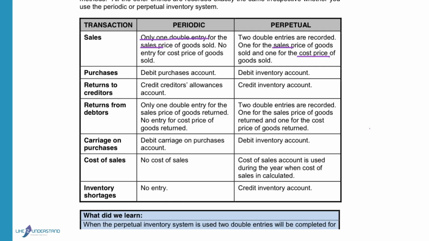When goods are purchased in the periodic system, you will debit your purchases account. In the perpetual system, you will debit your inventory account.